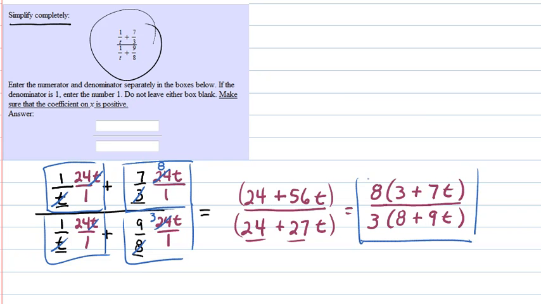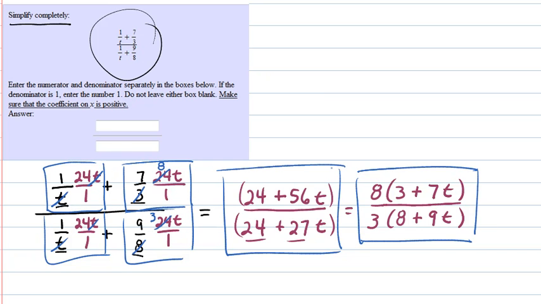Again, we should be able to type it in factored form or in its original form here multiplied out. Either one will work. So I'll do 24 plus 56t. You should be able to turn those around too if you want to. 24 plus 27t. Notice the instructions say do not leave either box blank.